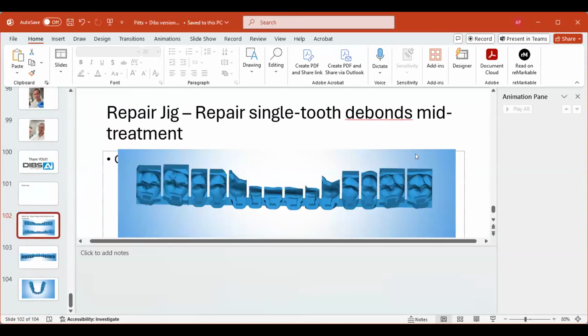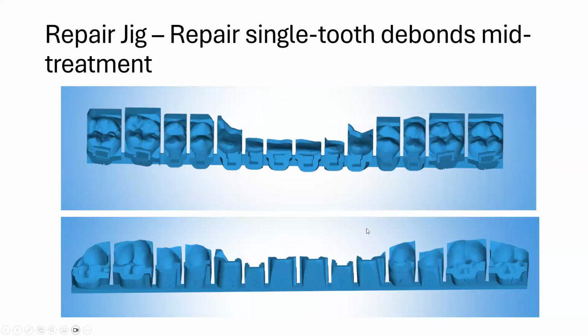An interesting thing is you can print repair jigs if you want. This is not something we've been routinely doing in our office, but it is something we've thought about. You can go into the DIBS software and 3D print individual repair jigs, which could then be used to place the bracket. The advantage is you could do all of your repairs on non-doctor days, since the positioning of the bracket has already been decided by the doctor. We're looking at this, but we haven't embraced it yet.